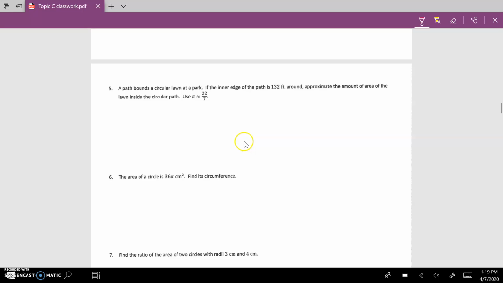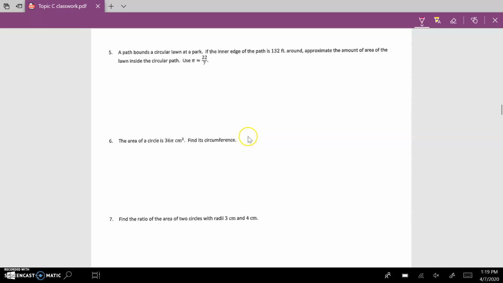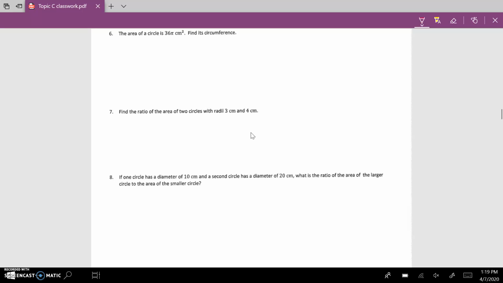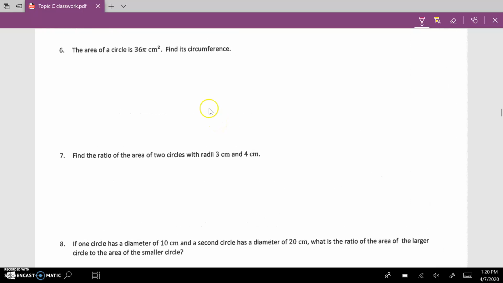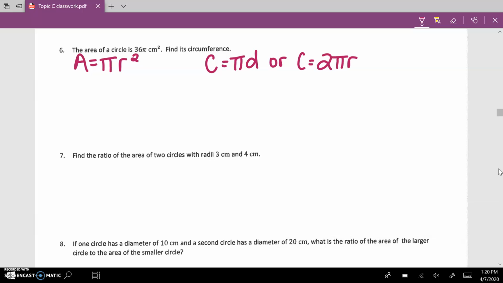So we're going to go to the second page actually, and we are going to take a look at number 6. It's definitely one of my favorite questions, but it kind of trips some of you up. You lose the forest for the trees bit. It says the area of a circle is 36 pi centimeters squared. Find its circumference. Okay, so we know that area equals pi r squared. And we know that circumference is either pi d or circumference is 2 pi r.